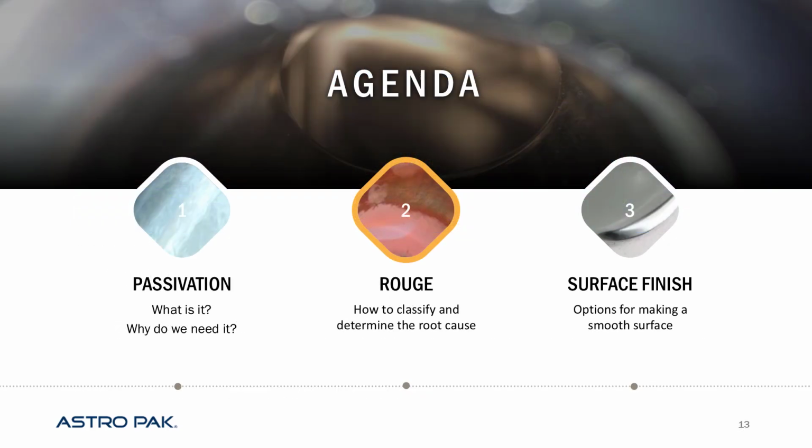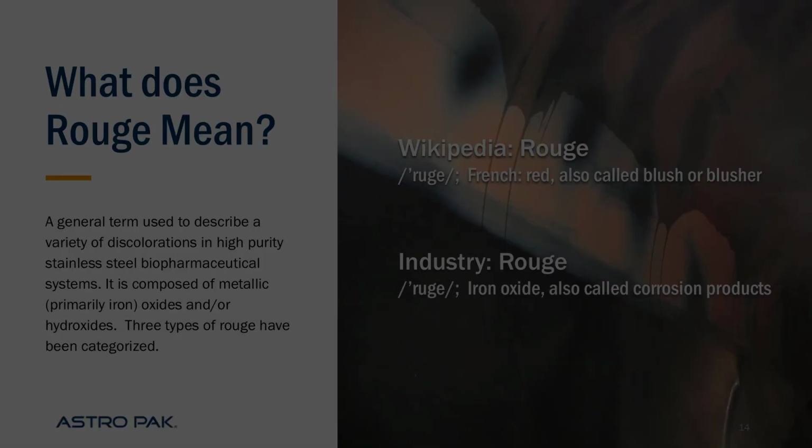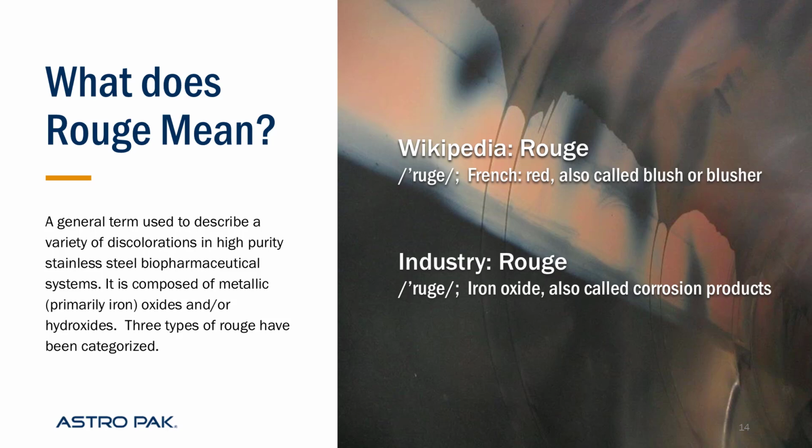Starting with another definition. So of course, rouge, it's the French term for red. Multiple high purity industries have kind of co-opted this term and made it consider the corrosion product of stainless steel. I use rust and rouge interchangeably with stainless steel. They are both iron oxide contaminations.